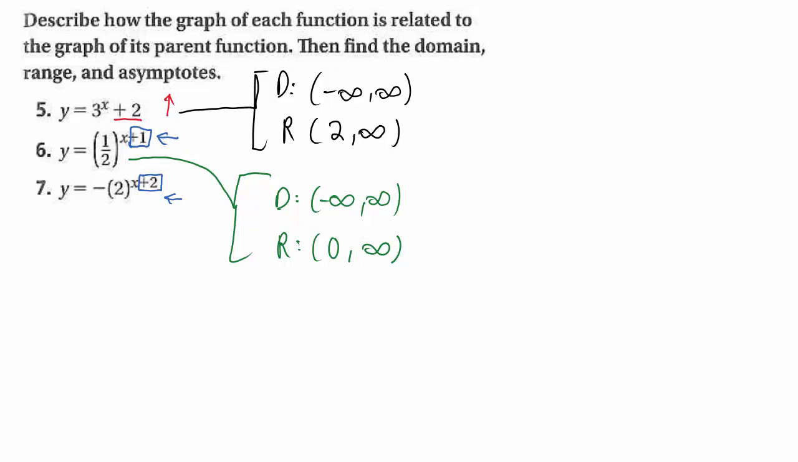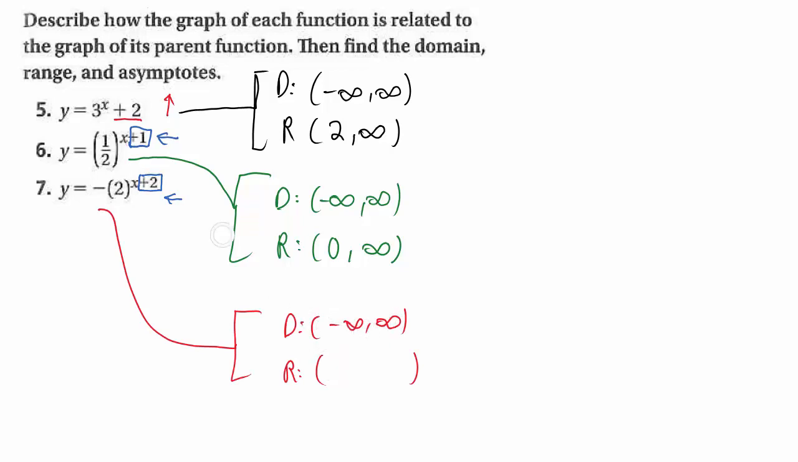For the last one, as far as the domain and range, you can't really affect the domain. So we don't care about the 2, even though it's shifted left by 2. The negative is not going to have an impact on the domain. Still all real numbers. You could write that in any notation you want.